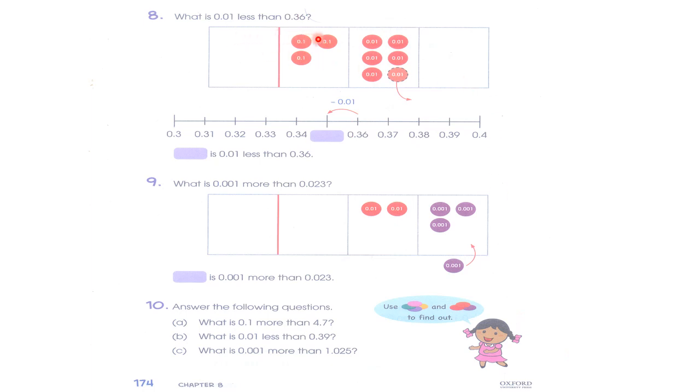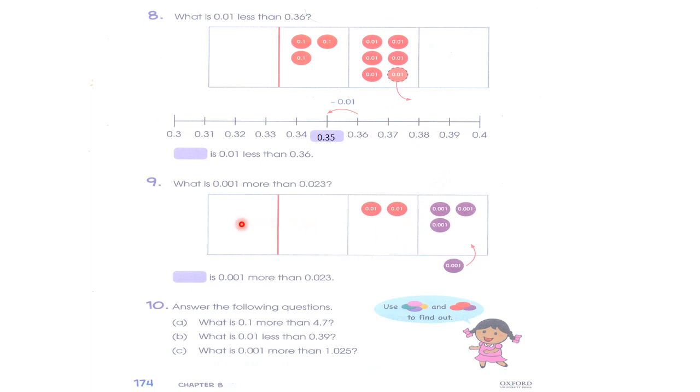What is 0.01 less than 0.36? So this is ones, this is tenths, this is hundredths, and this is thousandths. So this is 0.36. 0.1, 0.2, 0.3, and 0.1, 0.2, 0.3, 0.4, 0.5, and 0.6. And we have to reduce 0.01 from it. So it will become 0.35. Here, if you draw a line, 0.3, 0.31, 0.32, 0.33, 0.34, and here is 0.36, and if you decrease 0.01 from it, it will become 0.35.